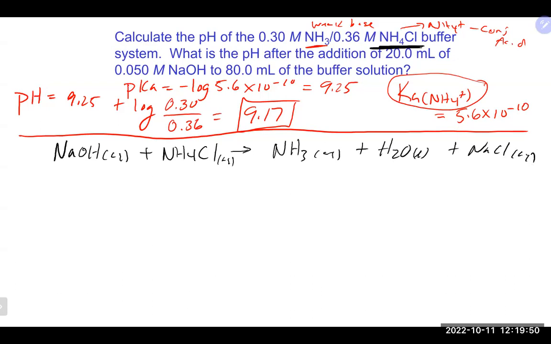This table here, should I do molarity or moles? I should do moles because we are adding the sodium hydroxide, so we're adding volume. So we want to get the moles of our sodium hydroxide. That is 20 milliliters, 0.02 liters, times 0.05 gives us 0.001 moles. And that is 0.02 liters times the molarity of 0.05 moles per liter.